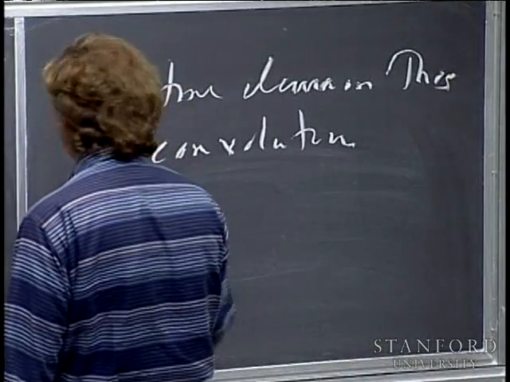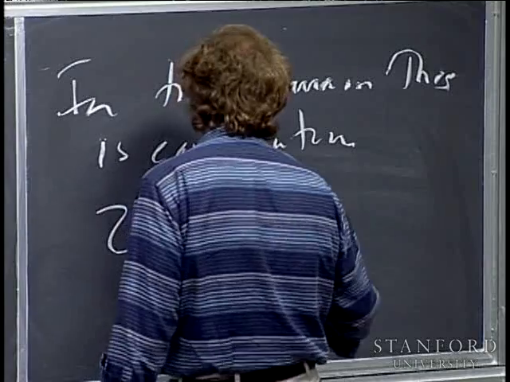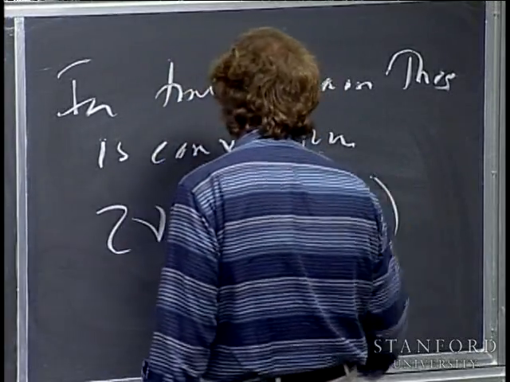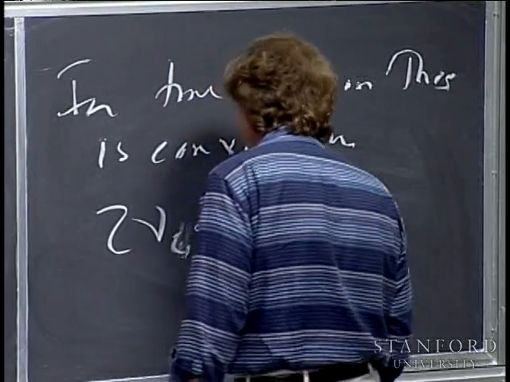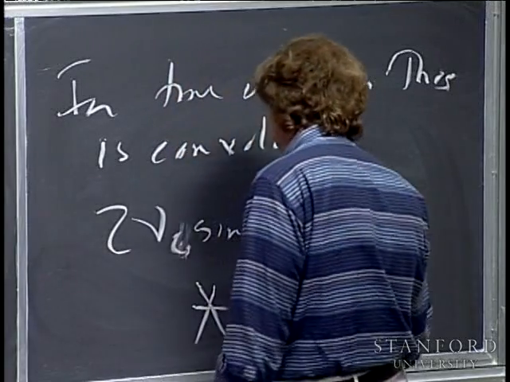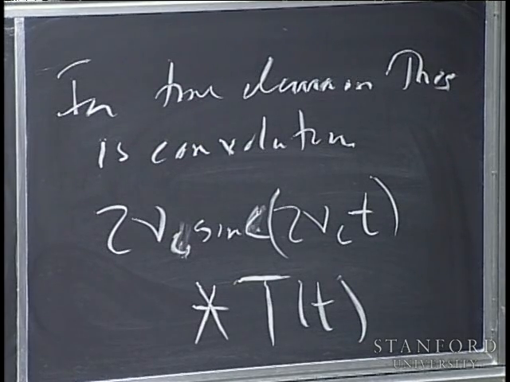It would be, I believe, 2 nu sub c sinc(2 nu sub c t) convolved with the original turbidity function, capital T of t. All right? It's convolution in time, multiplication in frequency. And the result is to kill off, in this case, the high frequencies.